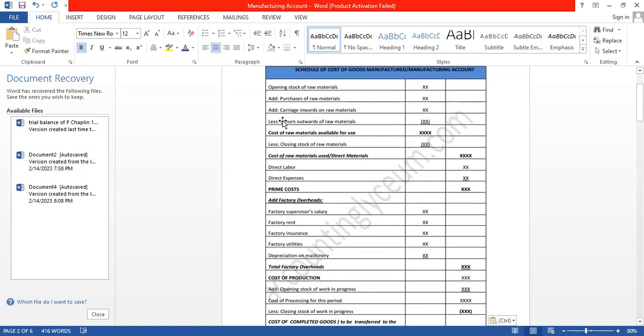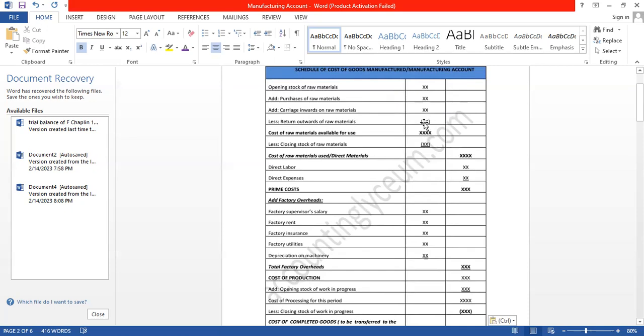The third step or fourth step is to less return outwards of raw materials. Again, it's under this first dollar sign. Cost of raw materials available for use. So after you would have done the mathematical calculations here, that is the addition and the subtraction, then the total amount of money that you get will be the cost of raw materials available for use.